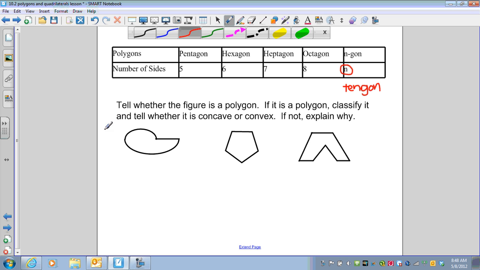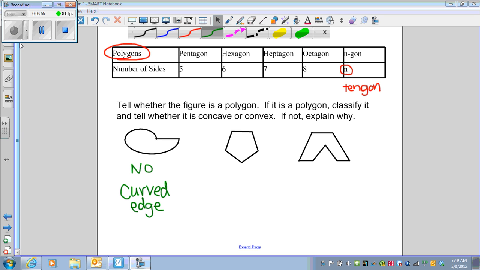So take a second below and tell whether the figure is a polygon or not. And if it is, classify it and tell us whether it's concave or convex. If not, explain why. So you're going to give it one of these polygon names, and you're going to say whether it is concave or convex. Press pause now.